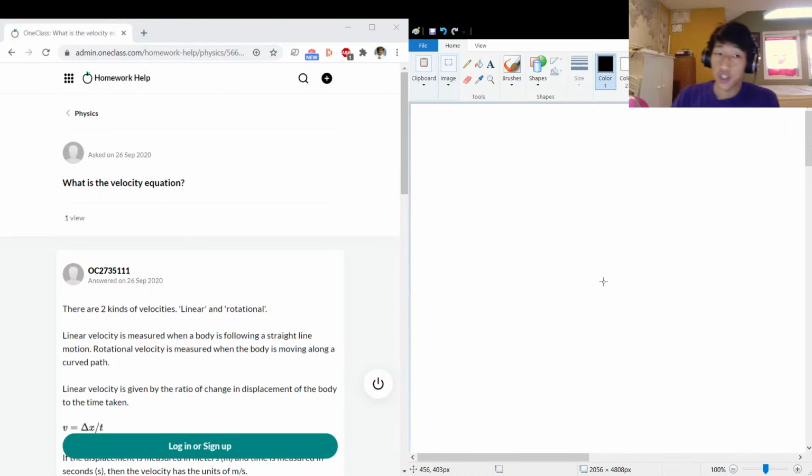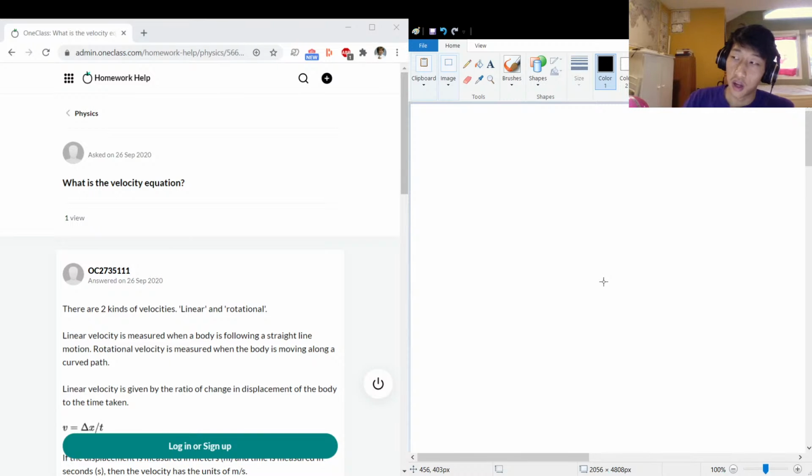Okay, so the next question that we got is, what is the velocity equation? Kind of related to the previous question. Velocity, let's think about how we would measure velocity. Velocity is related to speed, but as a vector value. A good way to remember that is velocity is a vector and speed is a scalar. The first letter can kind of tell you what it is.